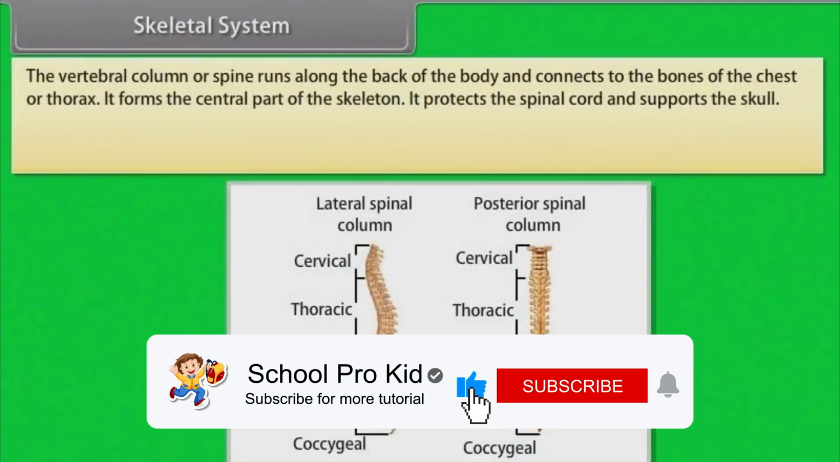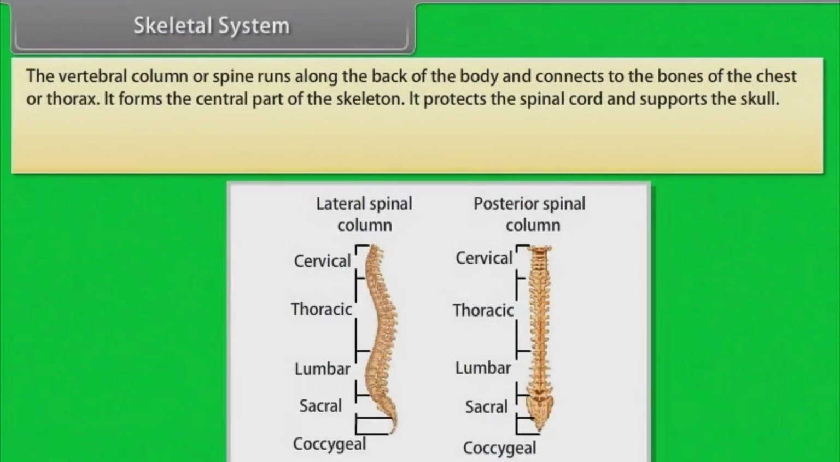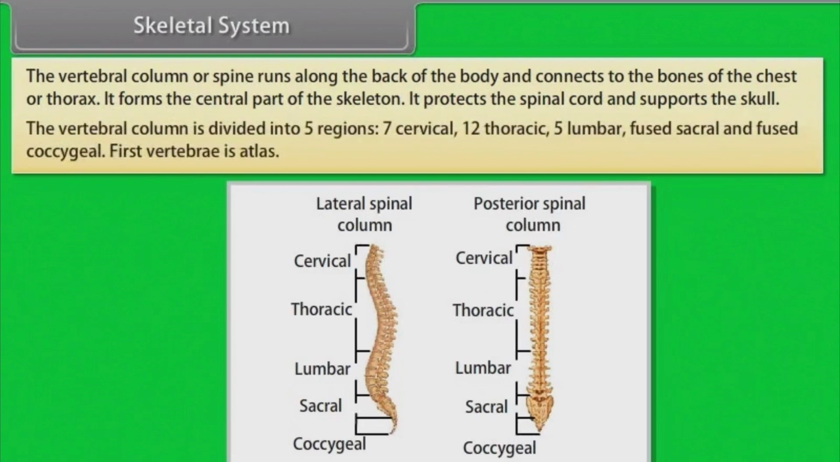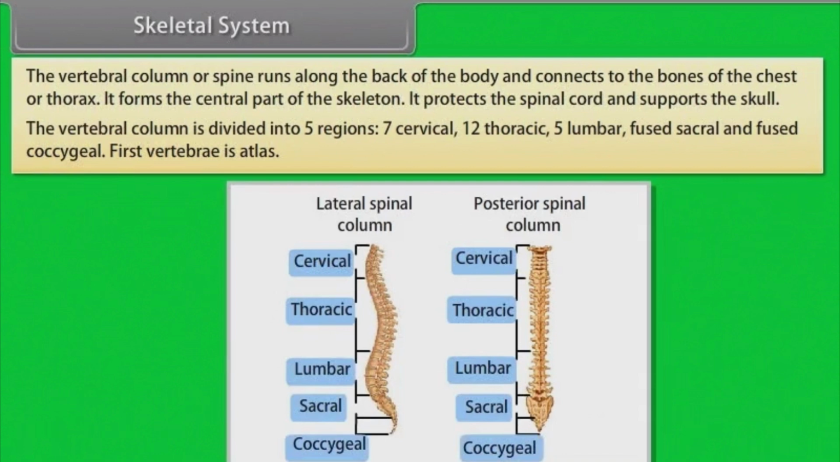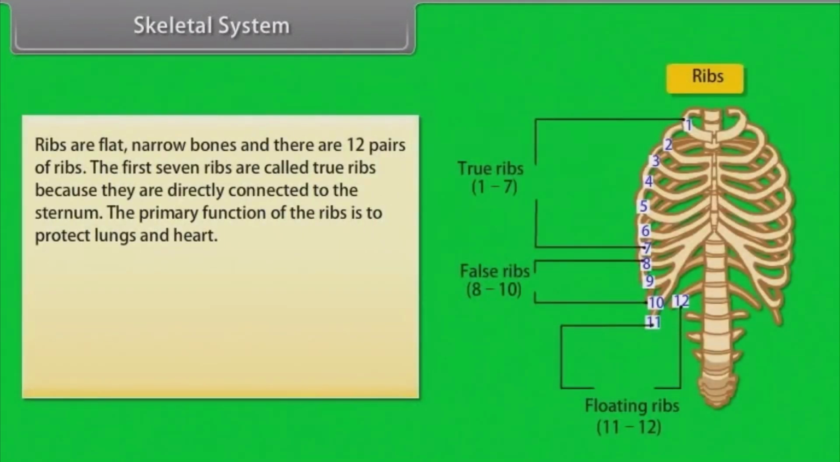The vertebral column or spine runs along the back of the body and connects to the bones of the chest or thorax. It forms the central part of the skeleton. It protects the spinal cord and supports the skull. The vertebral column is divided into 5 regions: 7 cervical, 12 thoracic, 5 lumbar, fused sacral, and fused coccygeal. The first vertebra is the atlas. Ribs are flat, narrow bones, and there are 12 pairs of ribs.